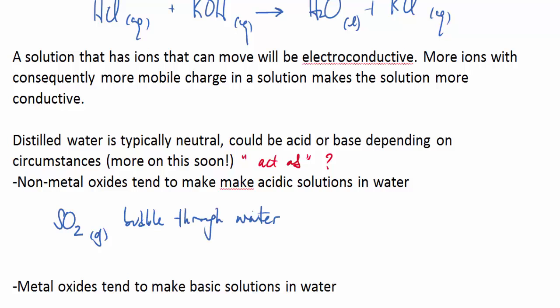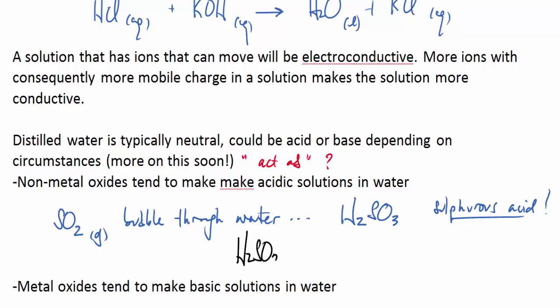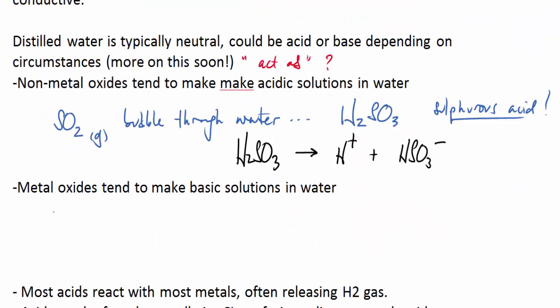Nonmetal oxides tend to make acidic solutions in water. Here's sulfur dioxide bubbled through water, making sulfurous acid. And you can see the sulfurous acid then goes along and dissociates into the hydronium ion and the bisulfite ion. This actually happens in an equilibrium, so that arrow there should be a double arrow. We'll talk about acid-base equilibrium very soon.